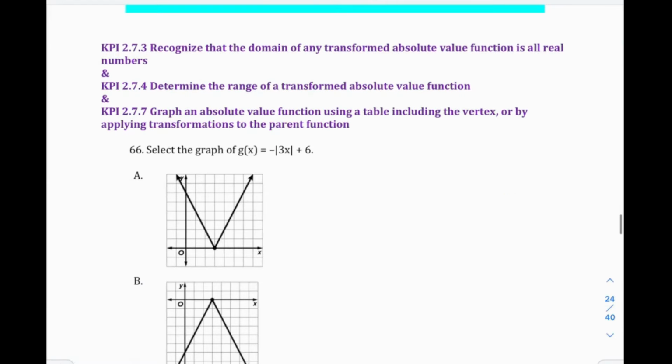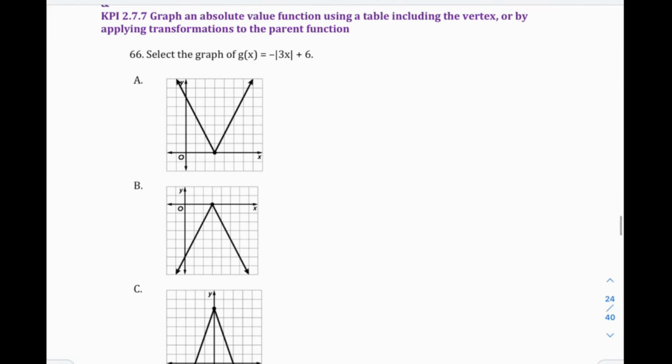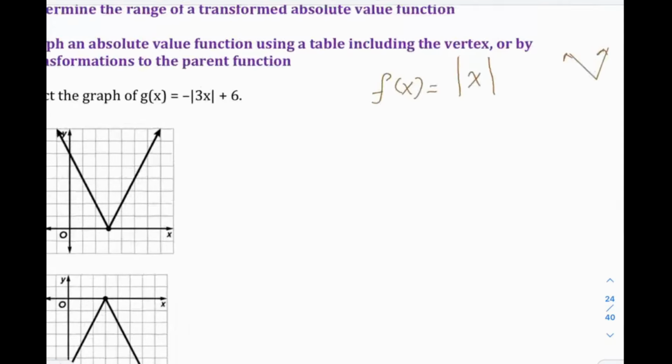Now moving to absolute value function. Remember that the absolute value function, parent function, is the absolute value of x. And it's always looking like this. The parent function looks like that. But if there is a transformation applied, then it can be reflected, stretched vertically, going up, going down, whatever. So let's see what happened here.